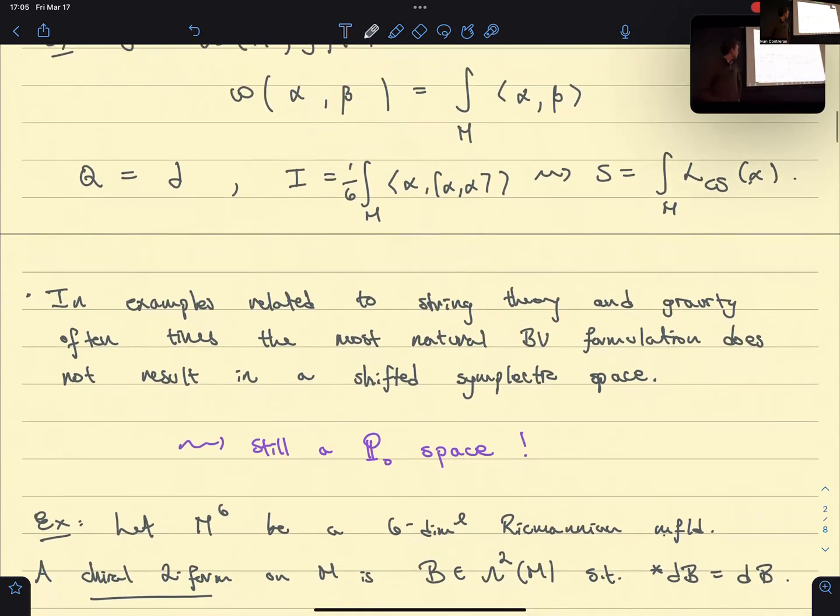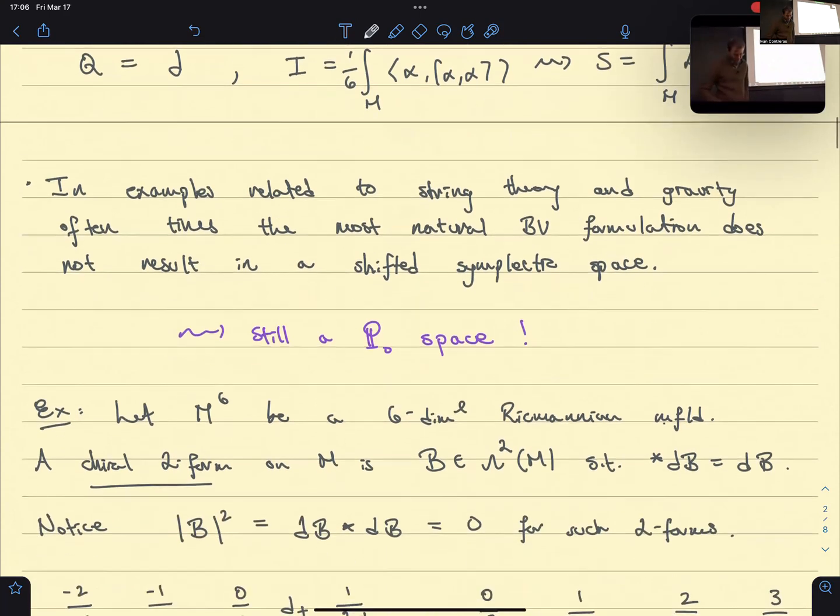So an example is related to string theory and gravity. Unlike this example, which is the simplest sort of topological gauge theory, the most natural sort of BV formulation does not result in a shifted symplectic structure. But what I'll try to explain today with a few examples, you oftentimes have a P0 space still. So every shifted symplectic space is P0. By P0, I mean a space whose functions are equipped with a degree 1 bracket, like I had said, like any -1 shifted symplectic structure gives you. But this bracket could be degenerate, could arise from a degenerate shifted bivector on your space. So I'm not demanding any non-degeneracy condition.